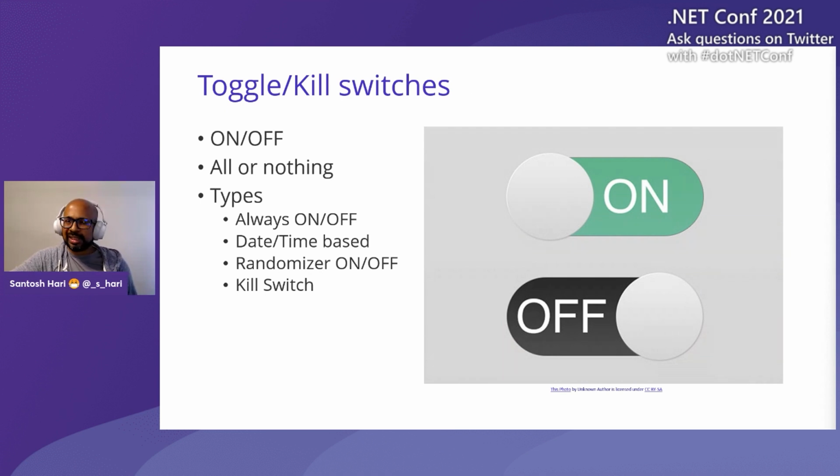This is a simple on-off button. It's an all or nothing strategy. You can basically turn a feature on and off by redirecting code flow in production. And you can quickly turn off a feature if it's performing poorly. These are some of the types of toggle switches that you'll probably see in real life. And it gives you the ability to turn it off if something goes wrong.